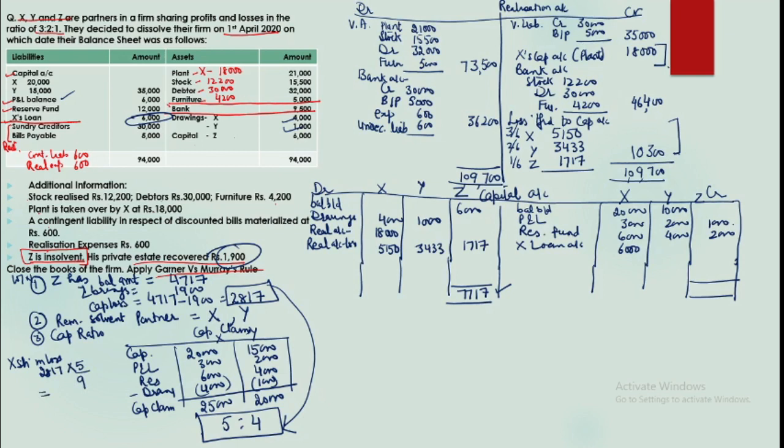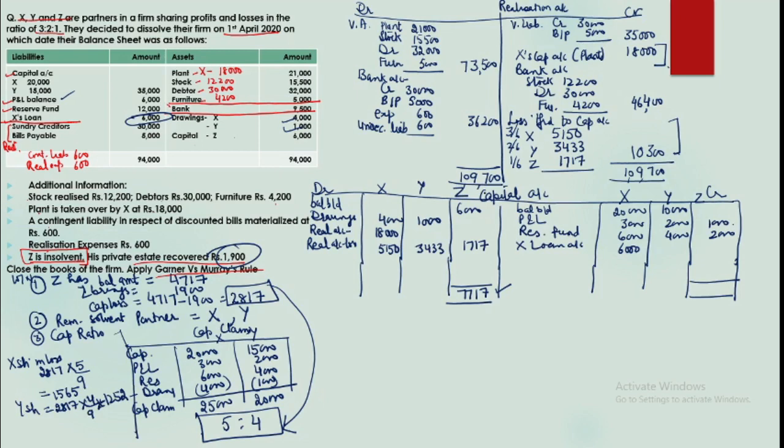So it is 1565. Y's share in loss will be 2817 into 4/9. So this is the working. Okay, so it is coming out to be 1252. So this is how Garner versus Murray's ruling says that we are to work for insolvency.